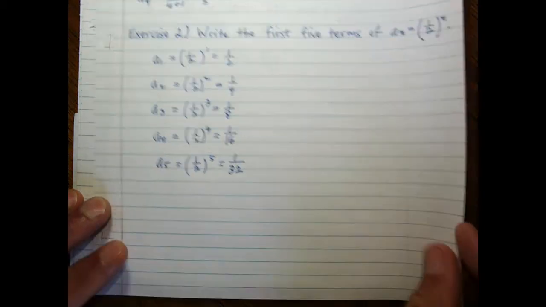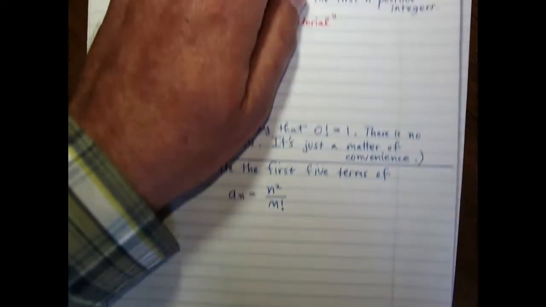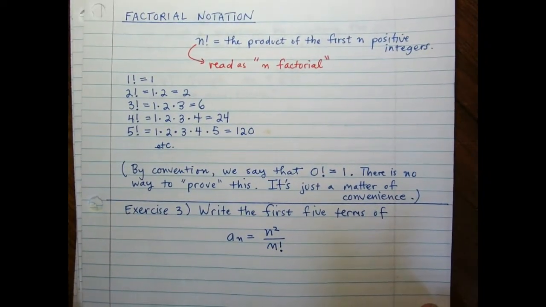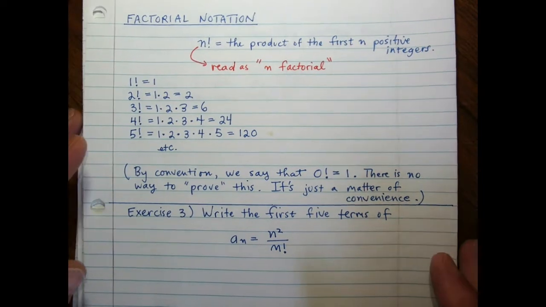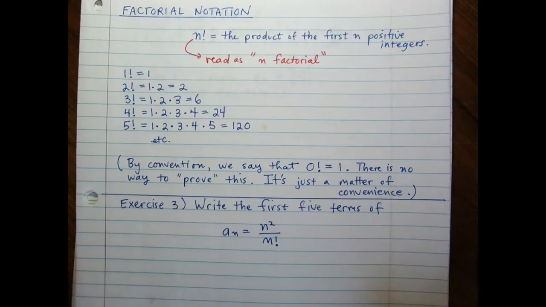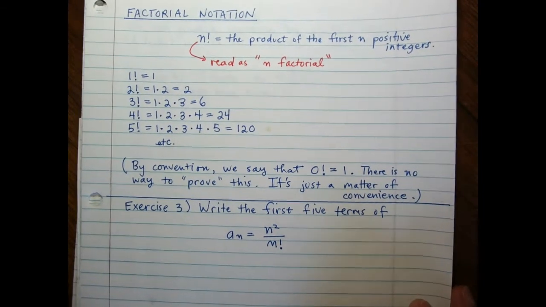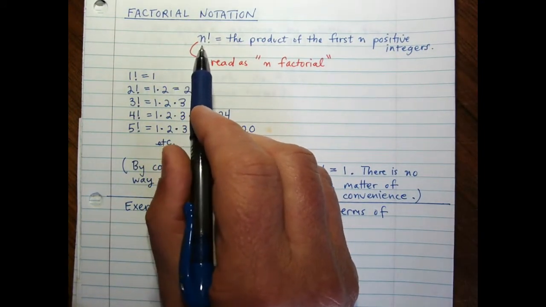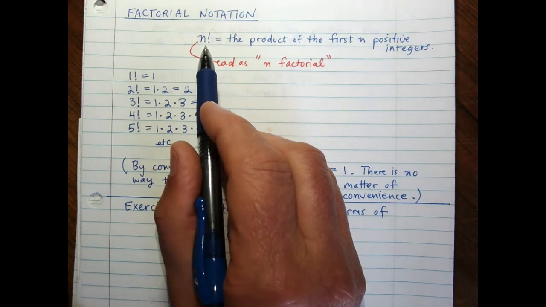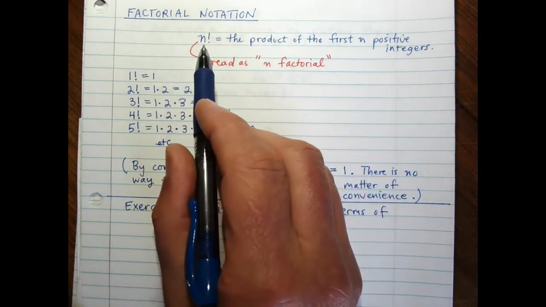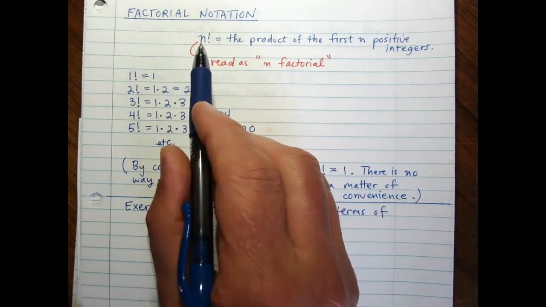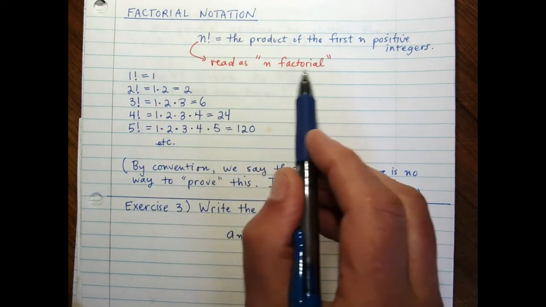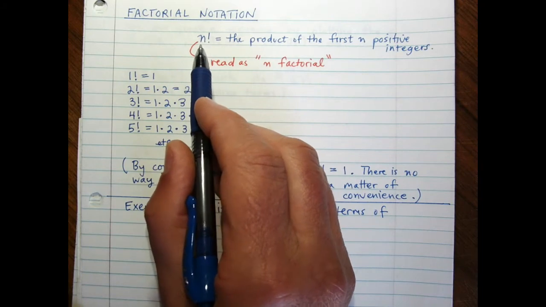There's something that's called factorial notation that's used in sequences. It's also used in a lot of other areas in math, and we're going to make use of that a bit here. The notation looks like an exclamation mark from just writing sentences, but we don't read it as an exclamation mark. In math, we read it as n factorial. And n factorial means the product of the first n positive integers.